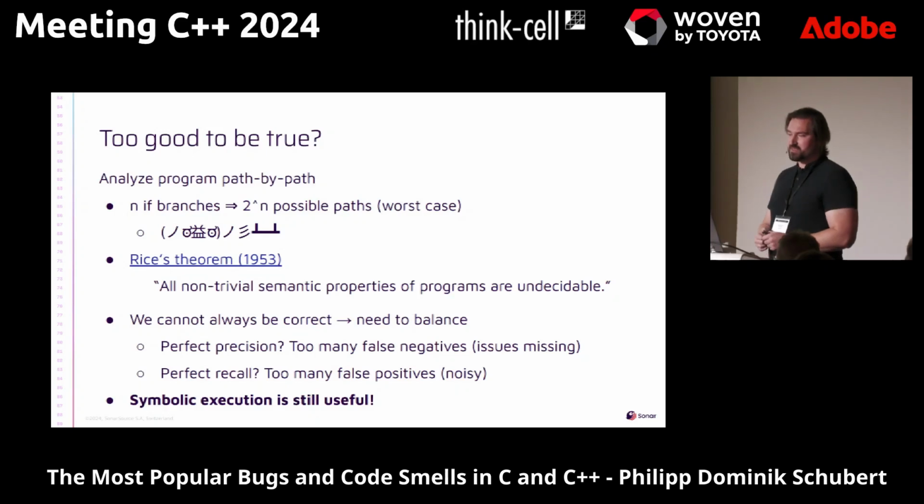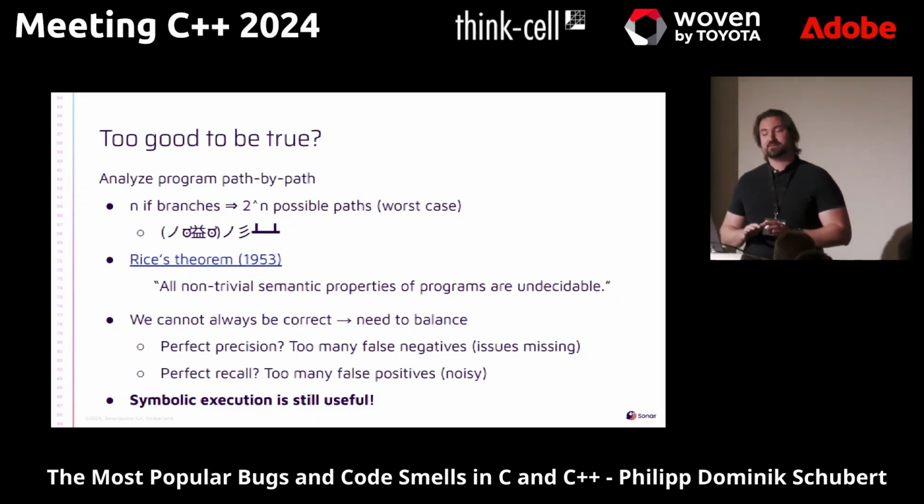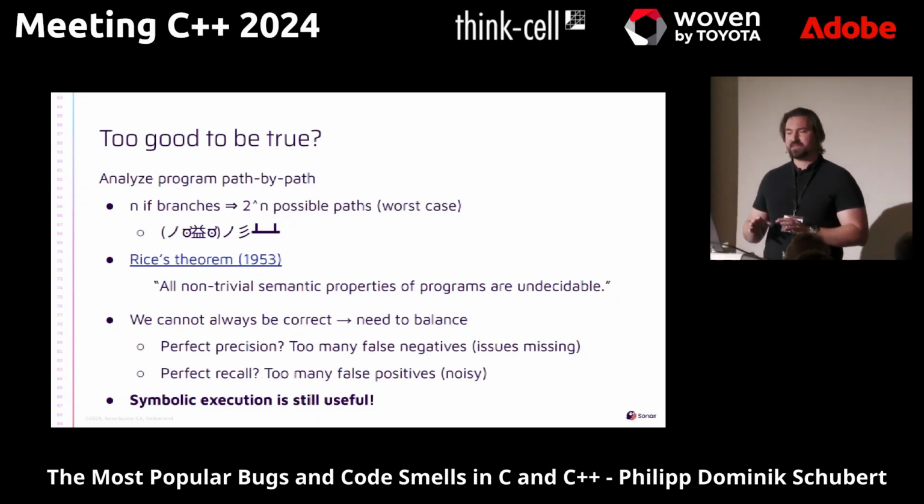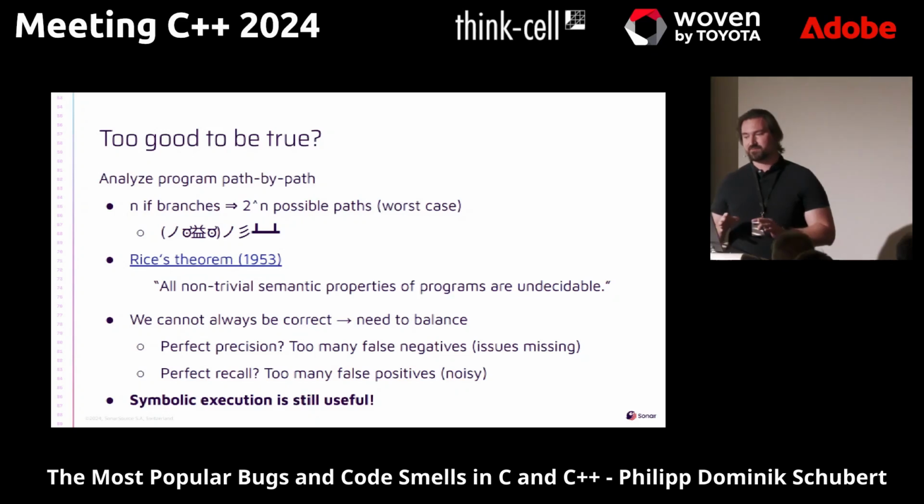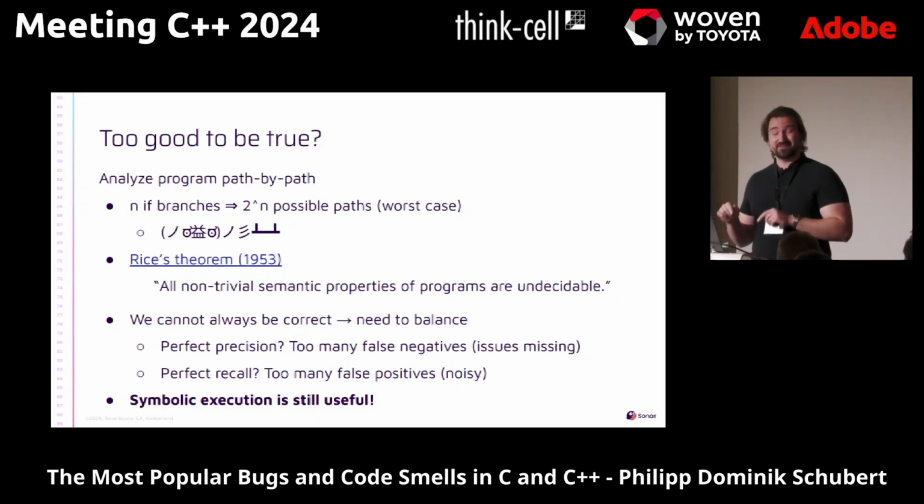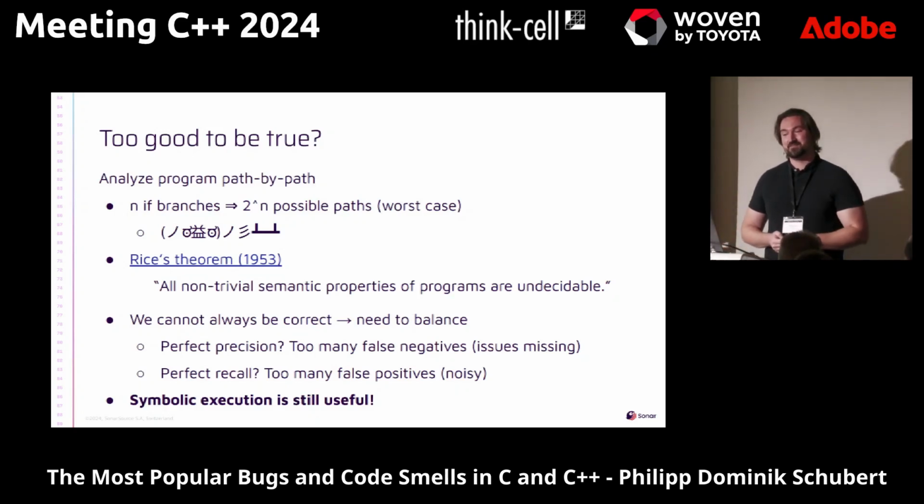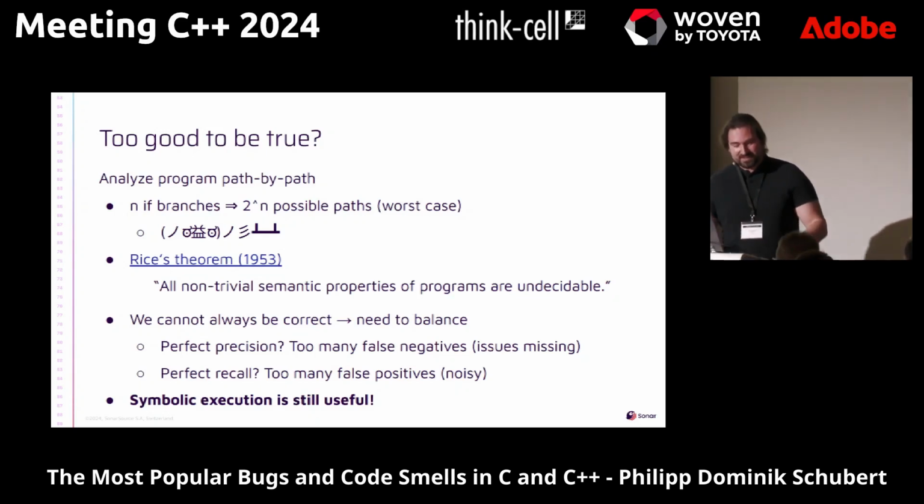There's also Rice's theorem, from 1953, a famous paper you can look up on the internet, and this theorem essentially says that all non-trivial semantic properties of programs are undecidable. And what is a non-trivial semantic property? That is one that neither holds for no programs nor for all programs. So quite a few properties are really non-trivial, right? Non-trivial semantic properties. What does it mean in practice?